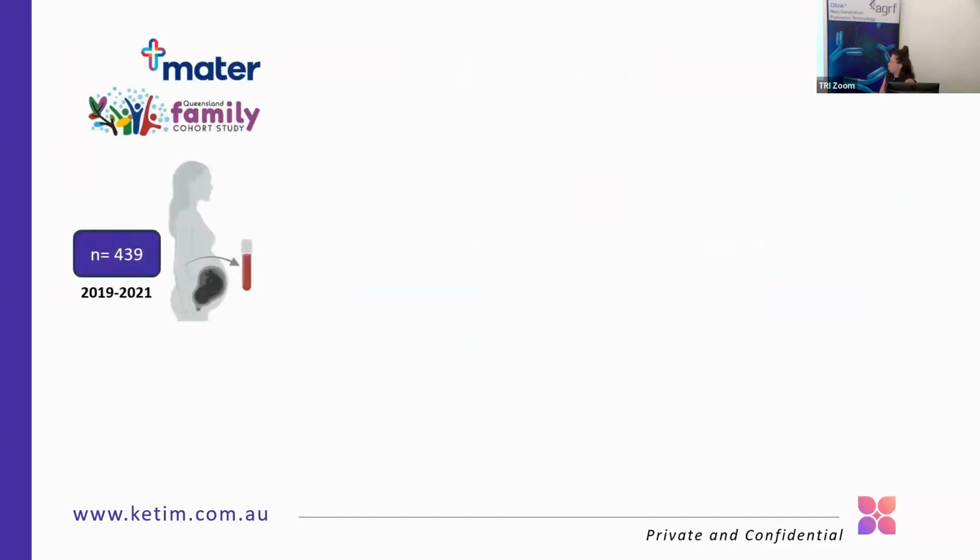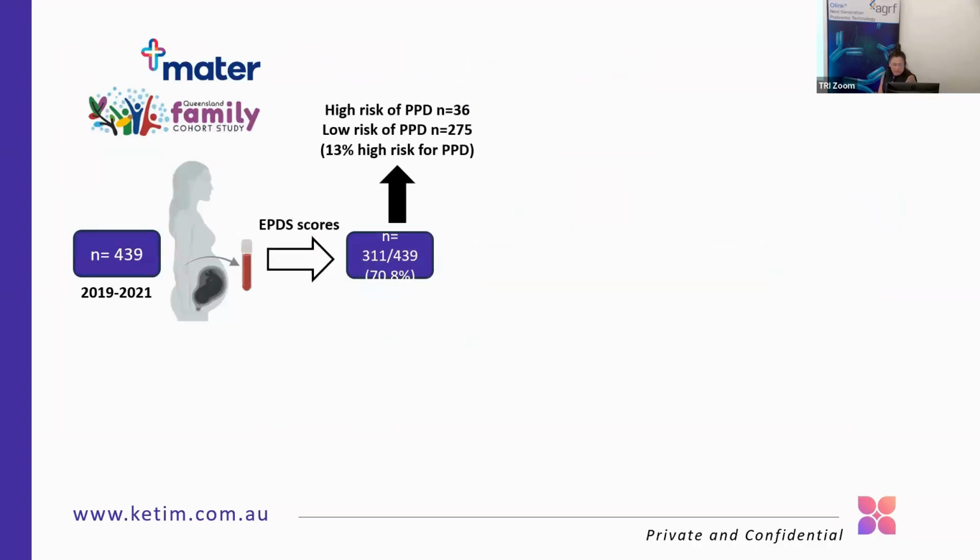So this is what we did. Basically, we had about 439 moms that came through the study. Out of the 439, about 311 of them had completed an EPDS, the Edinburgh Postnatal Depression Scale, at 6 weeks. We identified that out of these 311 women, 36 of them were considered to be high risk. In other words, having a score of 13 or higher out of 30 on the EPDS, and the rest of the women were low risk. And this is about 13%.